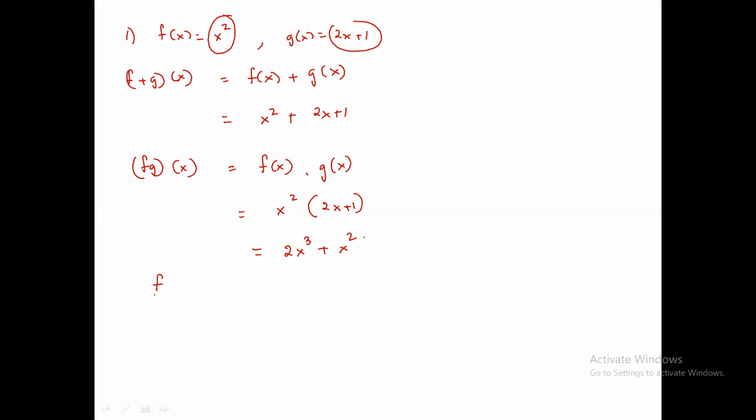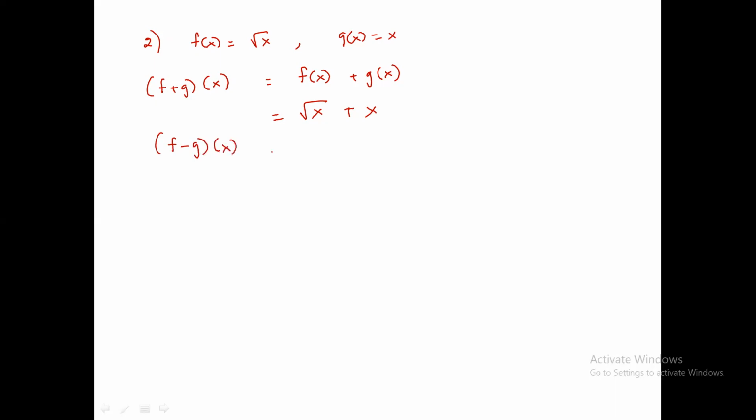Suppose you have to do f by g of x. So you have to take f of x by g of x. F of x is x squared, g of x is 2x plus 1. These are the algebraic operations which I was telling.